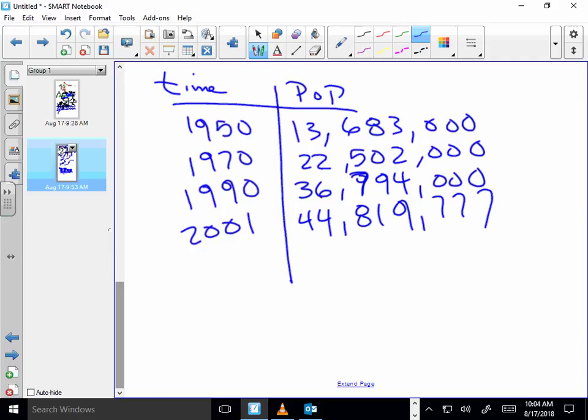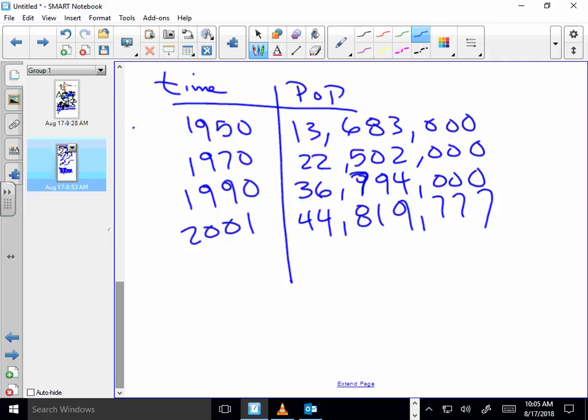Population seems to be growing, getting bigger and bigger. In this 20-year period, it's about 9 million. In this 20-year period, it's about 14 million. So it's growing faster. And then I only have a 9-year period, so I don't want to make any conclusions about that yet. But 8 in the first 9 years suggests that I'm on track to be growing even faster than I was in the previous 20. Okay.